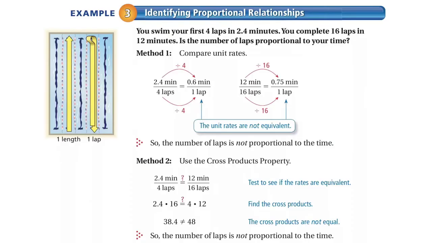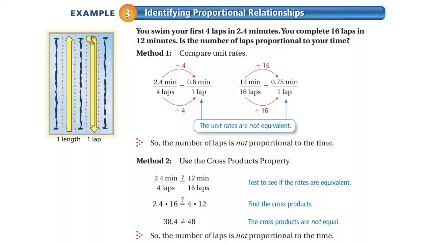In example 3, identifying proportional relationships, it says you swim your first 4 laps in 2.4 minutes. You complete 16 laps in 12 minutes. Is the number of laps proportional to your time? Well, let's look. First, we take 2.4 over 4, and the second one is 12/16.